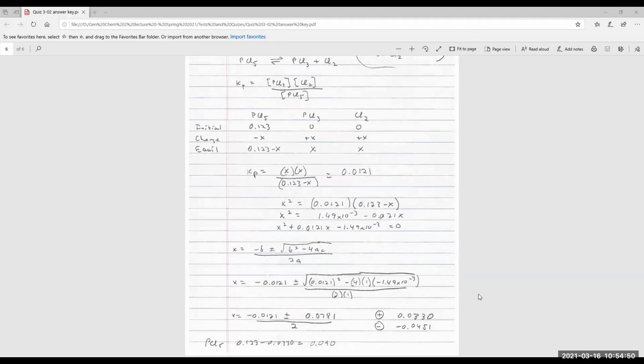So we want that equilibrium concentration. We remember we represented the equilibrium concentration for PCl5 as 0.123 minus X. This 0.0330 value is the X value. So we need to subtract that from the 0.123 to get a value of 0.090.